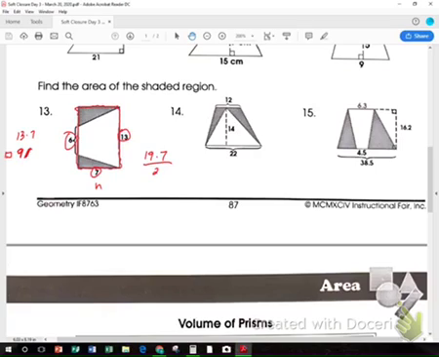So 91 minus 66.5. Remember, this 66.5 is for the trapezoid. So we have the area of the rectangle, take away the area of the trapezoid, and I can do that the old-fashioned way. 24.5. That would be units squared.